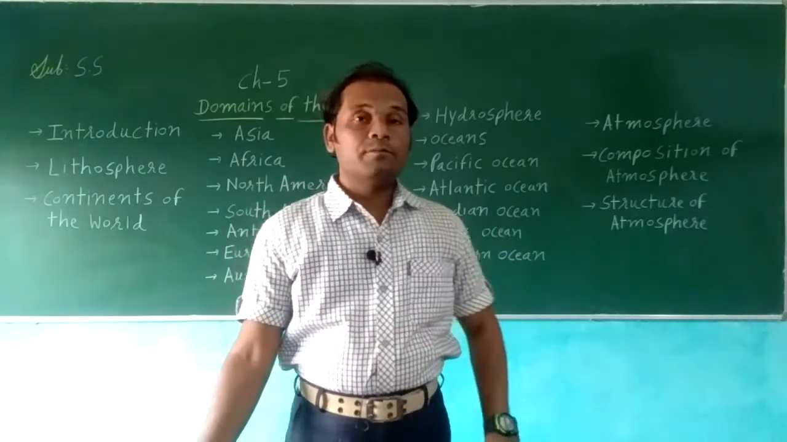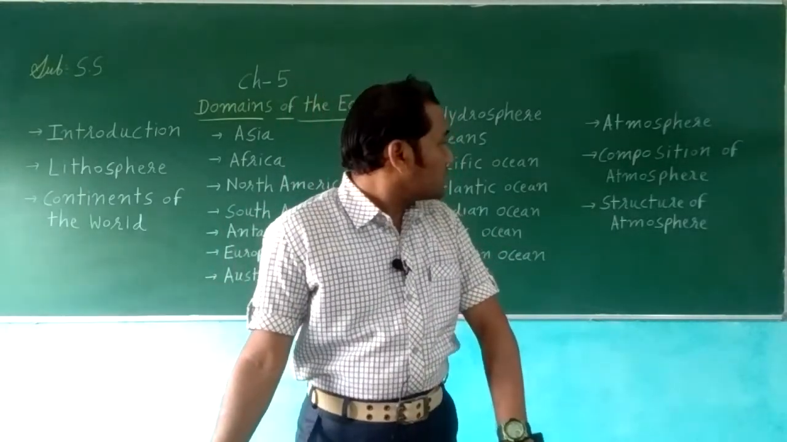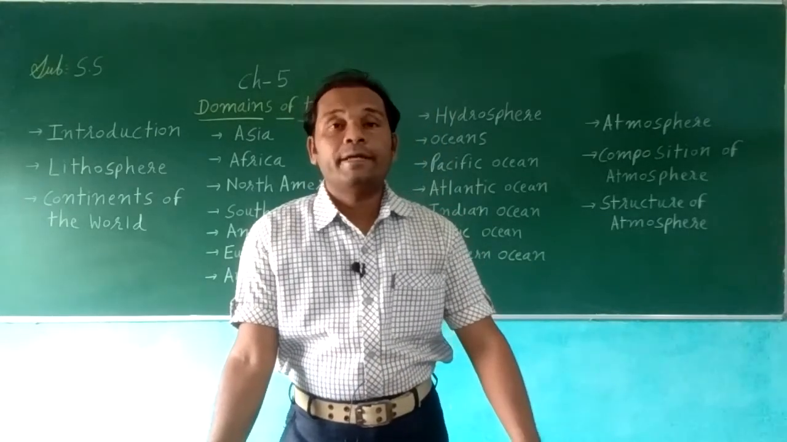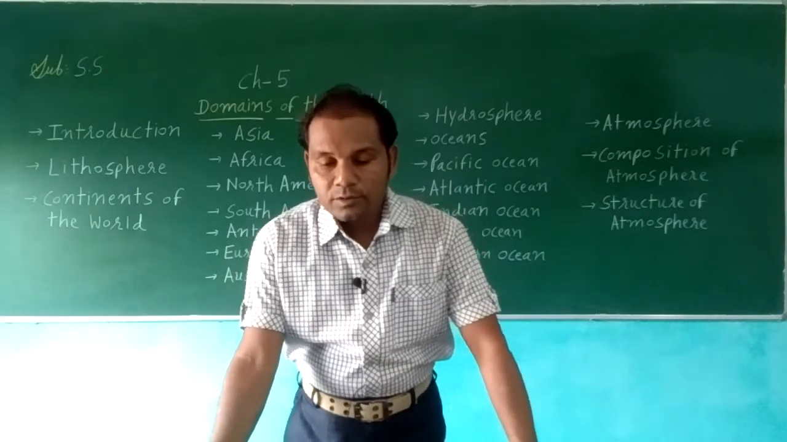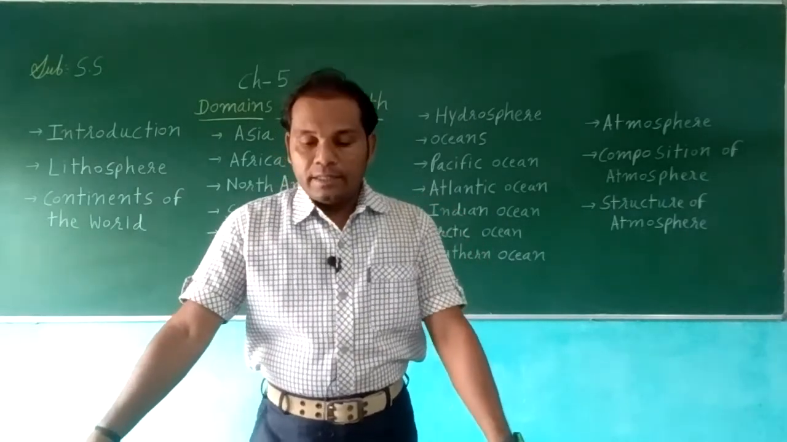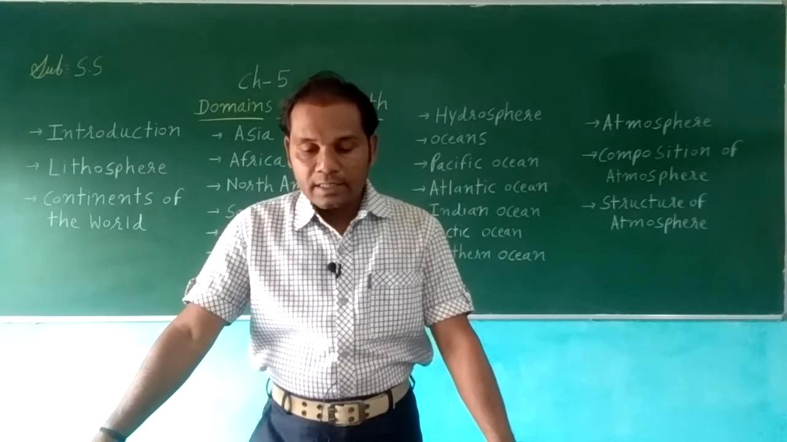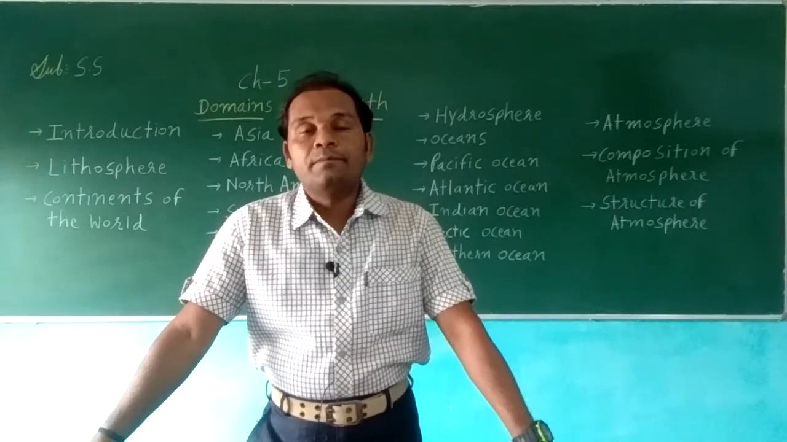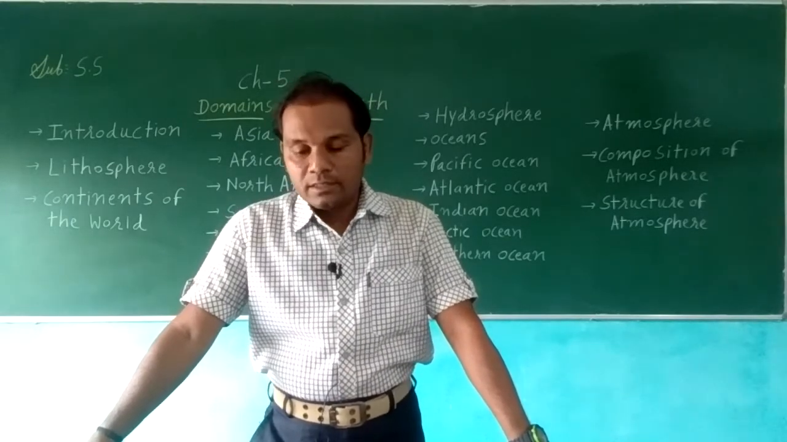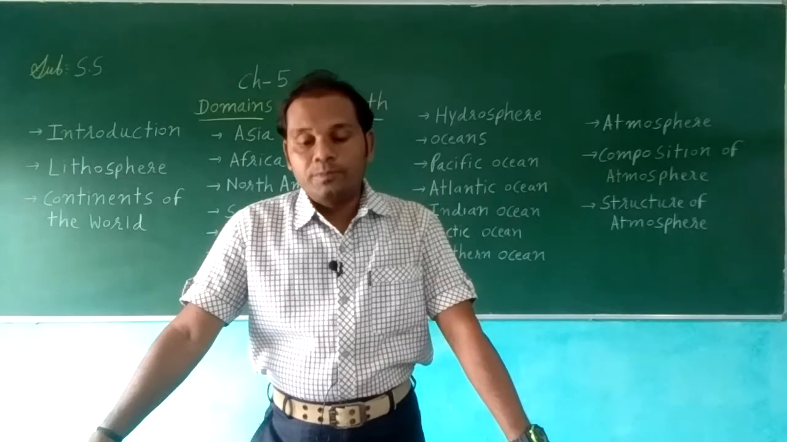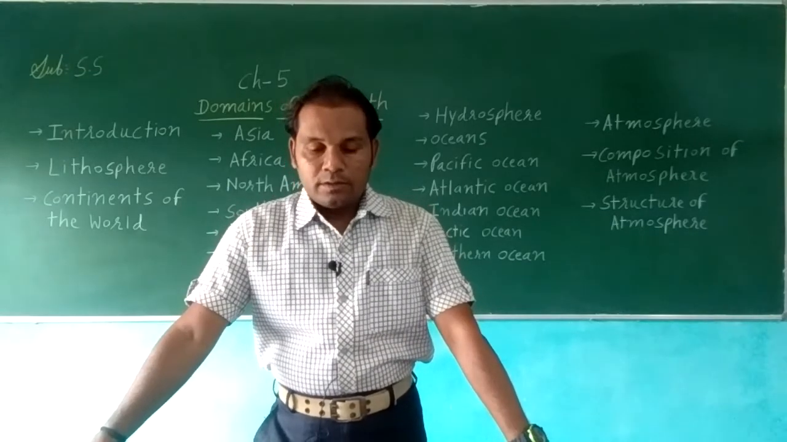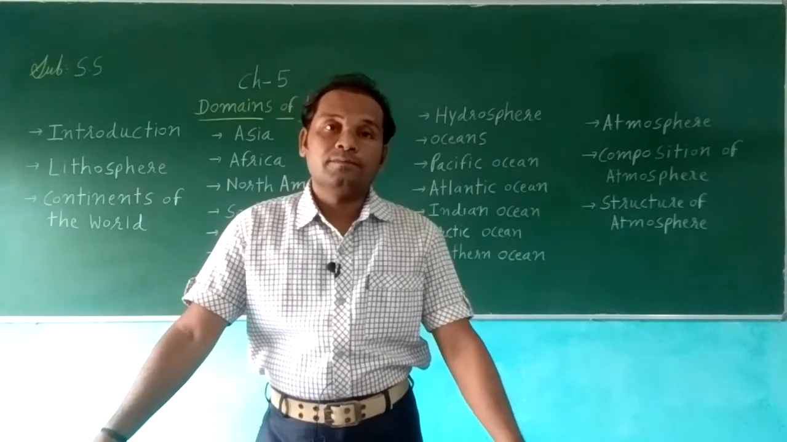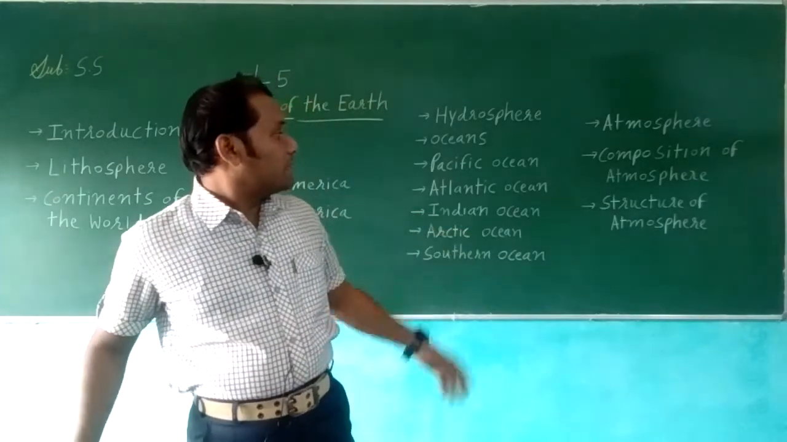Now we'll see the structure of the atmosphere. How is it built? The atmosphere can be divided into 5 layers on the basis of composition, density and temperature. The 5 layers are the troposphere, stratosphere, mesosphere, thermosphere, and exosphere. So the troposphere is the first.